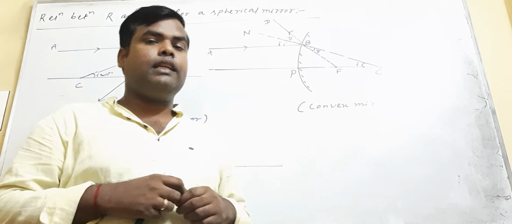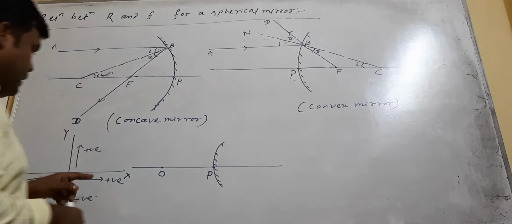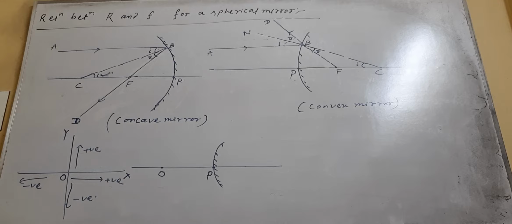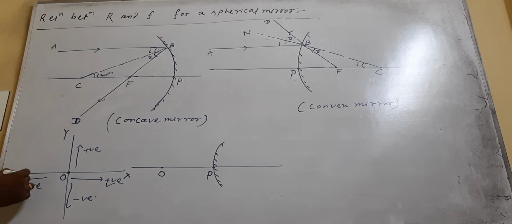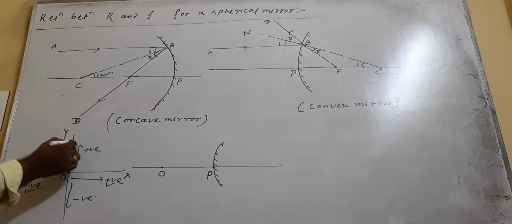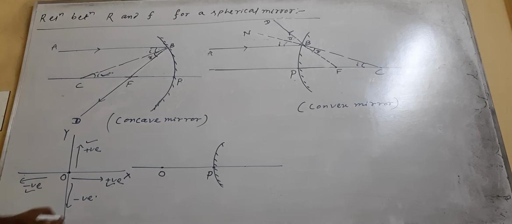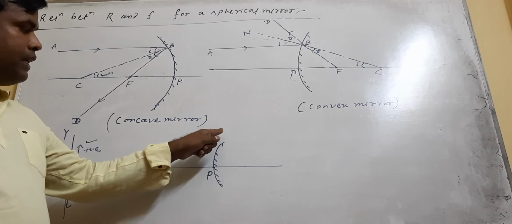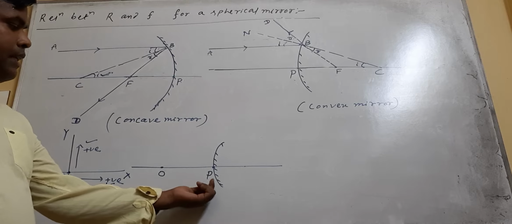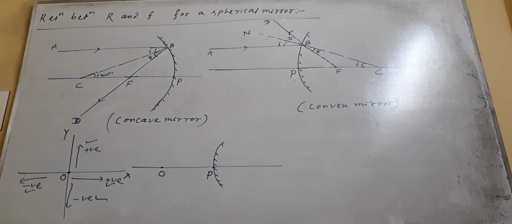So what is the Cartesian convention? You know, there is the x-axis and the y-axis, and there is the origin. Right of the origin is positive, left of the origin is negative, above the origin is positive, and below the origin is negative. In the case of a mirror, take a convex mirror. You place the convex mirror such that the reflecting side is towards the left.